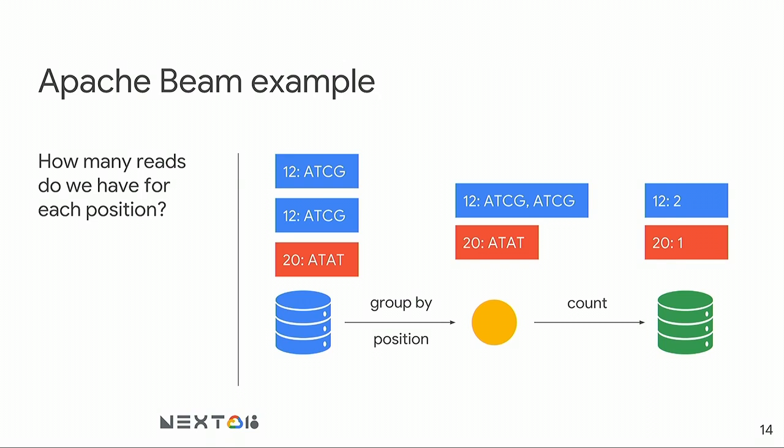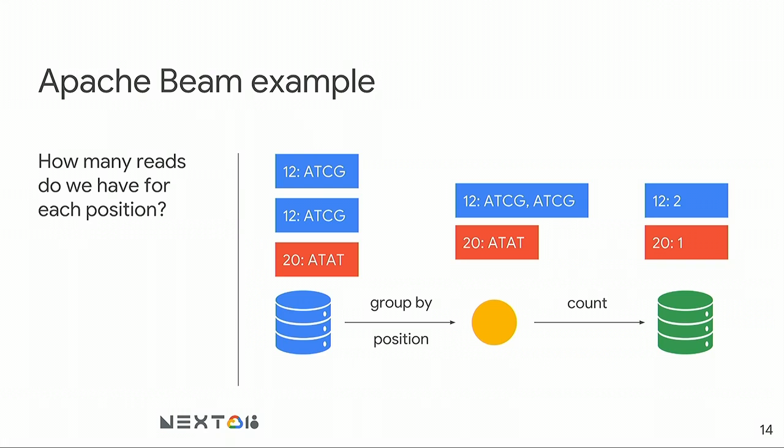So suppose what you're trying to do, still in the genomic context that we're talking about, is to know for each position in the genome, how many reads do we have at that particular position? In the example here, we go from left to right. On the left, we have storage with our set of reads. There are 2 blue reads at position 12 and a red read at position 20.